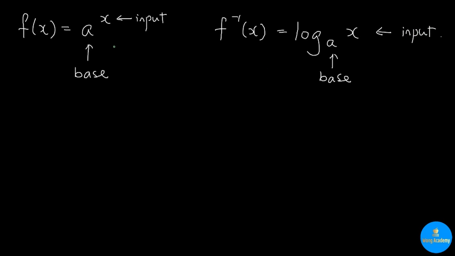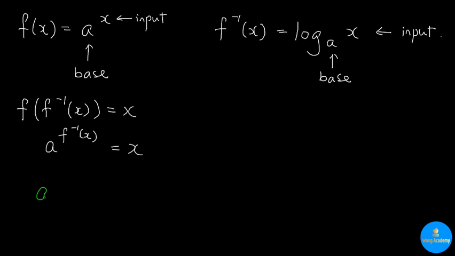Because exponential and logarithmic functions are inverses, they will undo each other. By that, we mean if we do f and then f inverse acting on x, we will simply get x. Because f inverse of x is now the input to f, we have a to the power f inverse of x is equal to x. f inverse of x is log x base a. Substituting this back into this equation, we have the first identity: a to the power log base a of x will be equal to x.